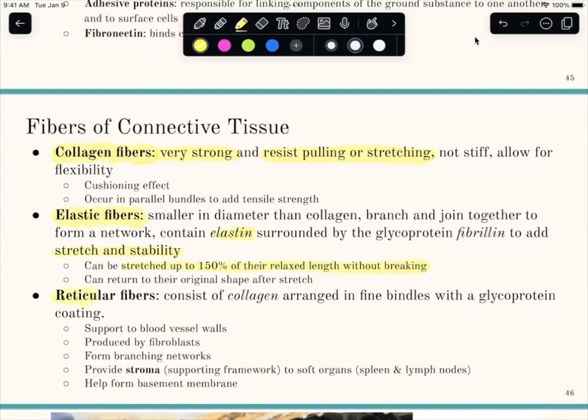There's also reticular fibers in another type of tissue that are made of collagen. They provide a stroma or a framework for a lot of your lymphatic organs. Your spleen and your lymph nodes are all going to have reticular fibers. That's where you're going to see it.